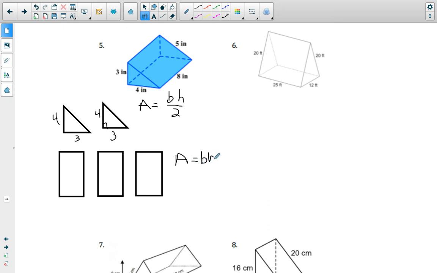Let's look at my rectangles. We'll start at the bottom. The bottom is 4 by 8. Look at this side here, the one that's completely outlined. That is 8 by 5. And my last one, kind of in the back here, 3 by 8.